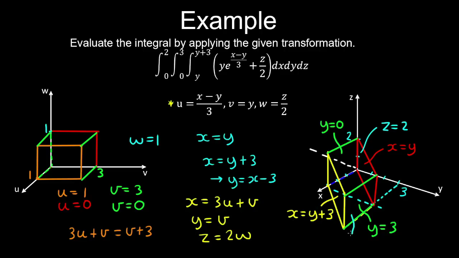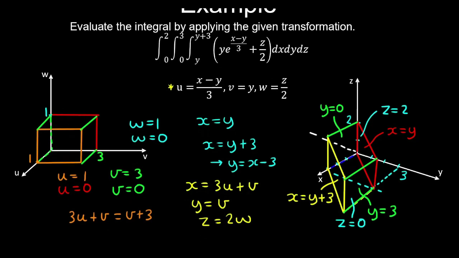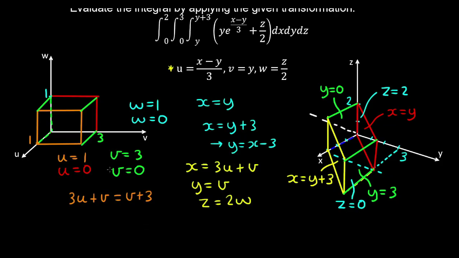And for this bottom plane, at z equals 0, we get another plane at w equals 0. So these give our limits of integration over the region in UVW space. And now we can evaluate the Jacobian of our transformation from UVW space to XYZ space.